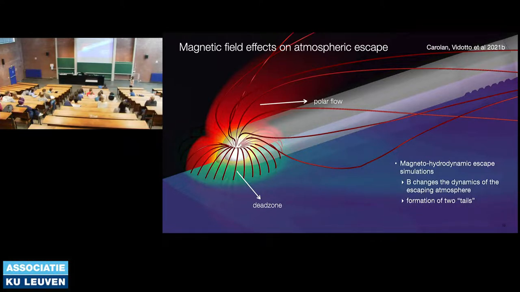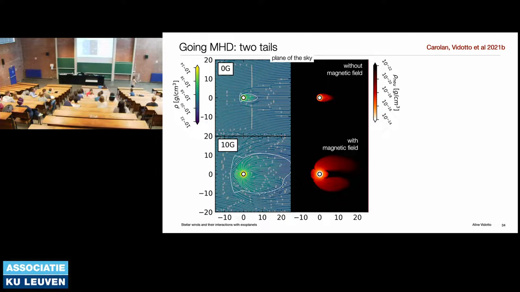You don't see it, but there is another flow also in the south hemisphere, which means that instead of having one comet-like tail, now you actually have two tails, one coming from each hemisphere of your planet. So the magnetic field changes the dynamics of the escaping atmosphere, and we see in our simulations the formation of two tails. So just to show you again, this is a 2D cut of the simulations for a planet without a magnetic field and a planet with a 10 Gauss magnetic field. And you see here the neutral density. This is the one-tail structure we had before, and now this is the two-tail structure.